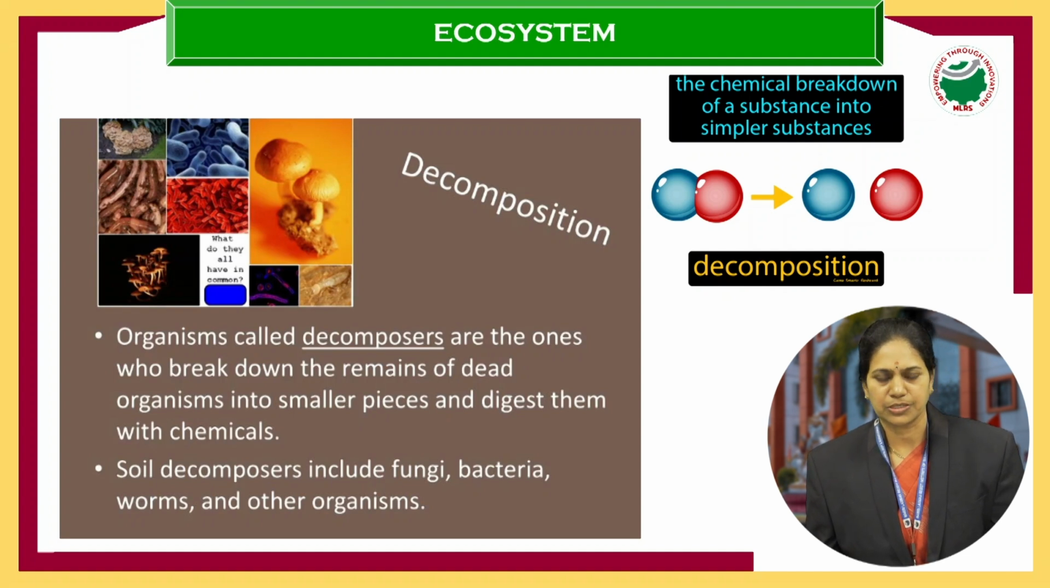is decomposition. So decomposition is nothing but breaking down the remains of dead organisms into smaller pieces and digesting them with chemicals. So this process is going on. In the forest, in the ecosystem, there is lots of life. Every day in a forest, thousands, lakhs of leaves fall to the ground. Hundreds of animals die. So what is happening to it? They are all being decomposed by the decomposers, or we are calling them detritivores.